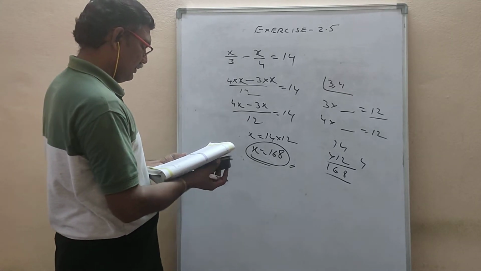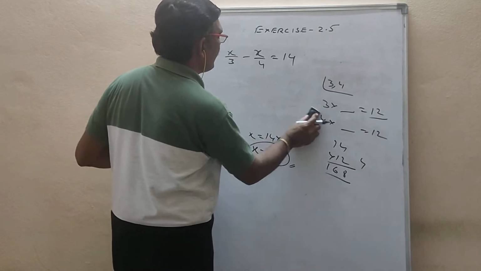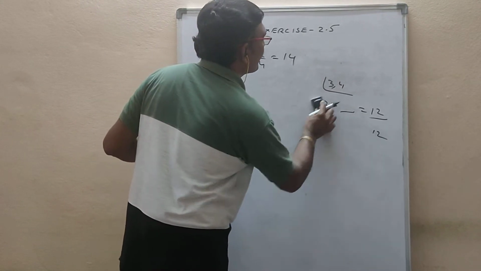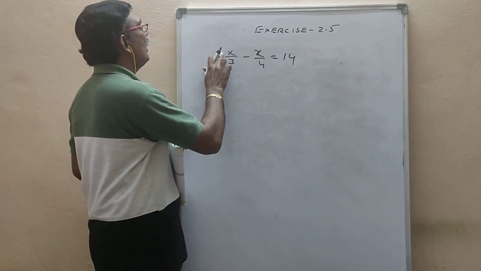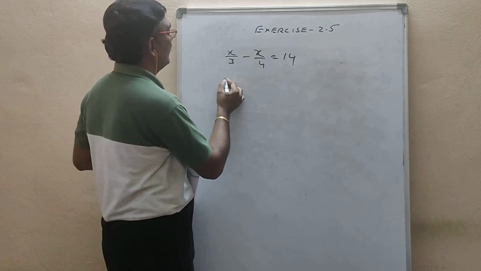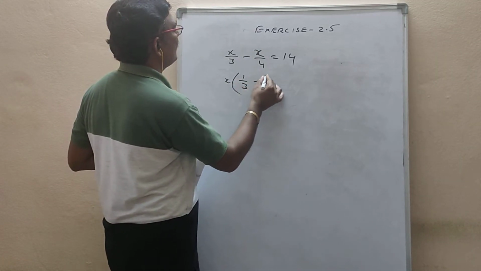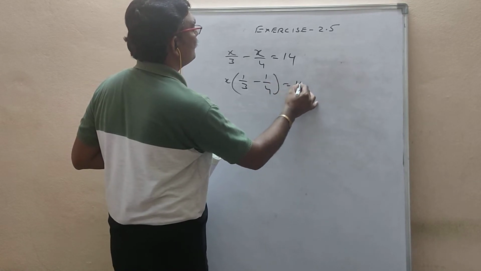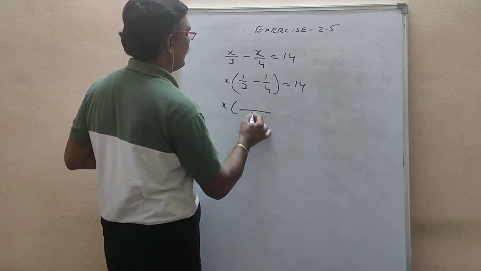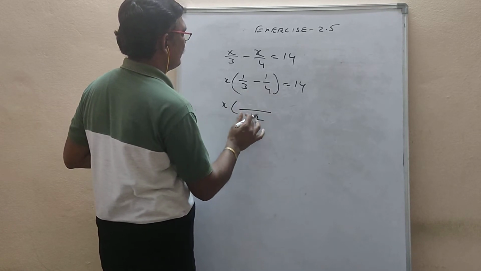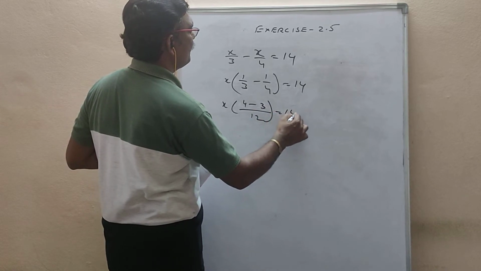Next we'll go for the third problem, or otherwise, how to do this same problem in another method. It's not really another method, just simple. In the numerator you have x here, and you have x here. I am taking x as common. So then what I will get is 1 by 3 minus 1 by 4 is equal to 14. So here x, okay, the LCM for 4 and 3 is 12. 3 goes how many times? 4 times. 4 goes how many times? 3 times, equal to 14.